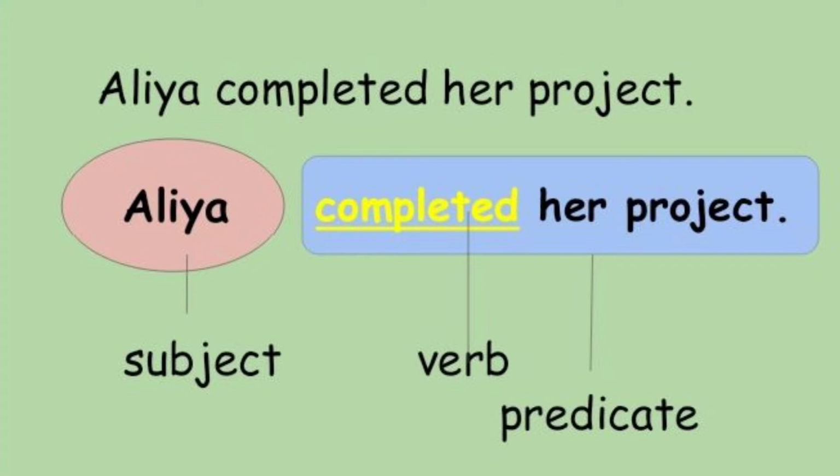It's a verb. And what is a verb? A verb in a sentence is an action word. Okay, so she completed her project. Who completed her project? It's Alia who completed her project. So in this case, Alia becomes the subject. She is the doer of an action. Where's the verb? Completed is the verb. So where's the predicate? Completed her project becomes the predicate because this contains the verb.